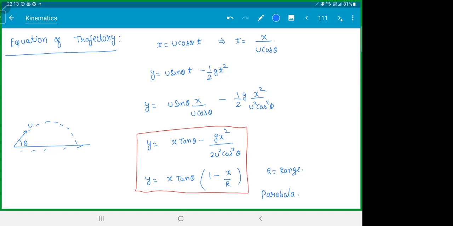Derivation is important, meaning you know how to get the equation of trajectories. What if tomorrow the horizontal acceleration due to wind is not 0? Then this will change, right? Then you get x is equal to u cos theta t plus half a t square or something. So better you know how to handle them.